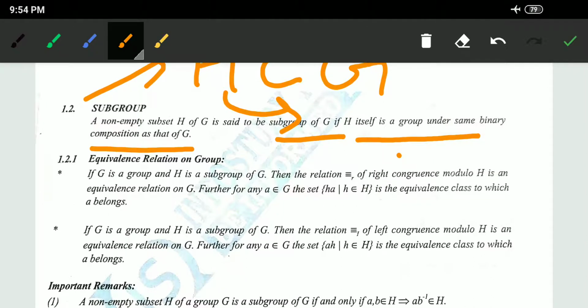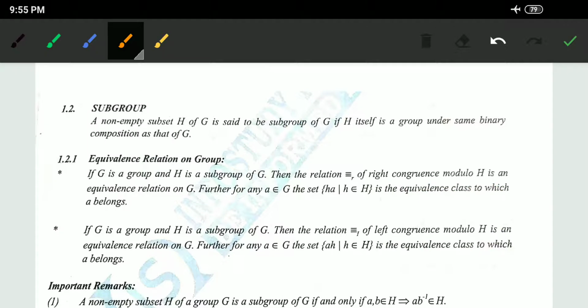Equivalence relation on a group is similar to an equivalence relation on a set. The equivalence relations are right congruence modulo H and left congruence modulo H. In this section, if G is a group and H is a subgroup of G, then the relation right congruence modulo H is an equivalence relation on G.